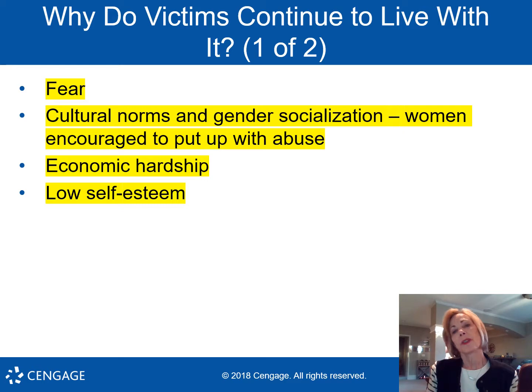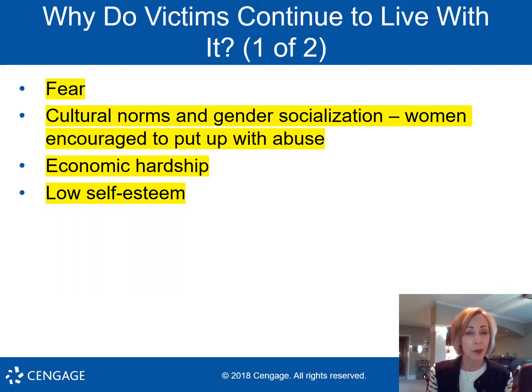One question that's always asked is, why do victims not tell about the abuse they have, or when they tell, why do they continue to live with it? Many times it's fear of the unknown, fear of that person, fear of telling on them and what they might do to you, fear of what your life would look like if you were not in that relationship. Cultural norms and gender socialization, women encourage each other to put up with the abuse. Sometimes it's happened in their families for years and they've seen their mothers put up with it, so they continue to put up with it.